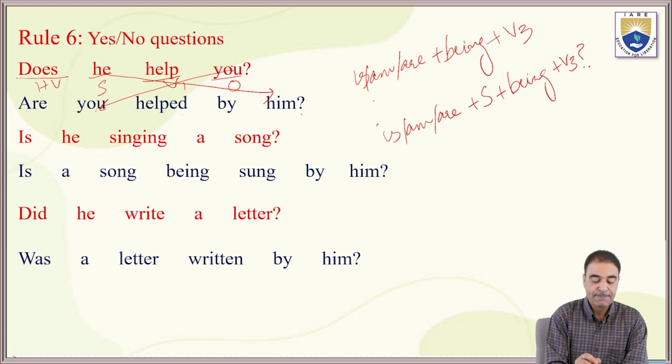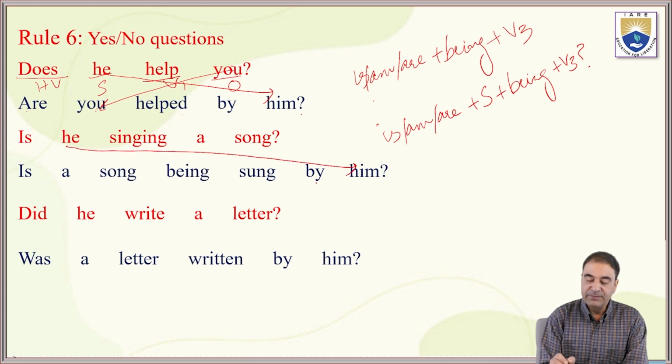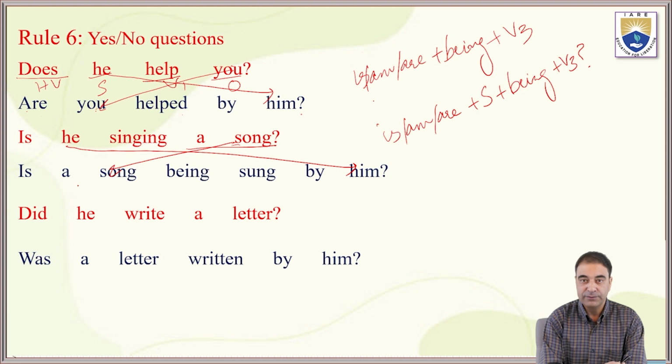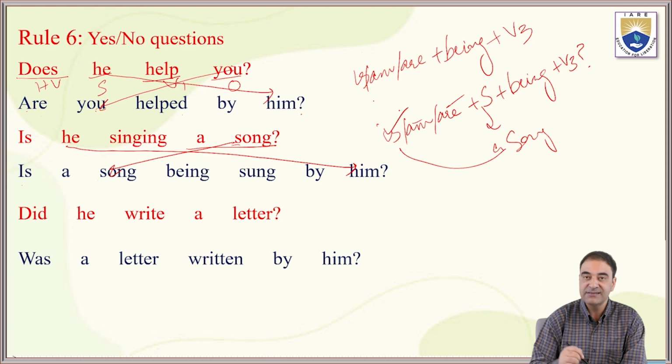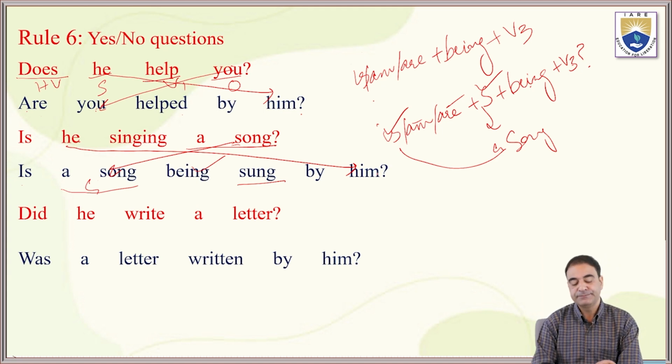Now look at the sentence. He will come at the position of object, and a song will come at the position of subject. A song is singular, and with singular, we don't use am or are, we use is. Therefore, is a song. Here it's is, followed by the subject, a song. Then being. Then verb in third form. And the third form of sing is sung. By, he will change into him.